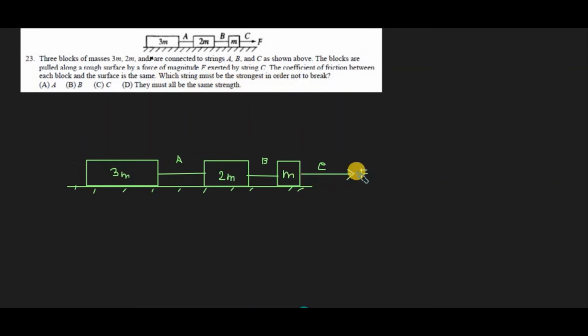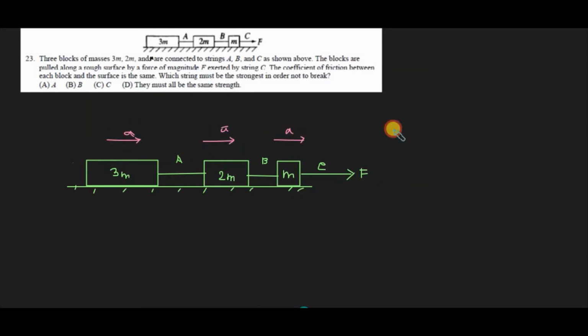So here in the diagram is given the force exerted, that is equal to F on the m block, and in between 3m and 2m the string A is connected. In between 2m and m, between the two blocks, the string B is connected. Now let's consider, since all are interconnected by a single line, that all will have the same acceleration, let's say a.